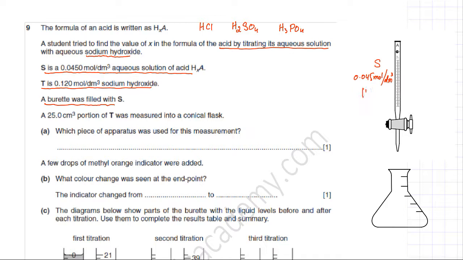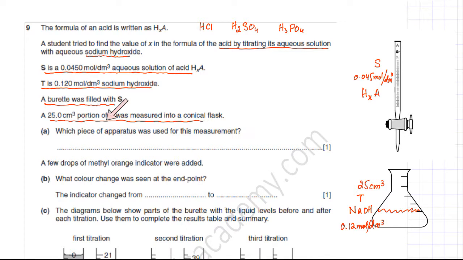So the acid is present in the burette. So we're filling the burette with the acid, and the next part is that T is 0.12 mole per decimeter cube sodium hydroxide. So a 25 cm3 portion of T was measured into a conical flask. So we're going to put T in the conical flask, and we're given a specific volume. So you have 25 centimeter cube of T. T is NaOH, and the concentration of T is 0.12 mole per decimeter cube. So that's going into the conical flask over here.